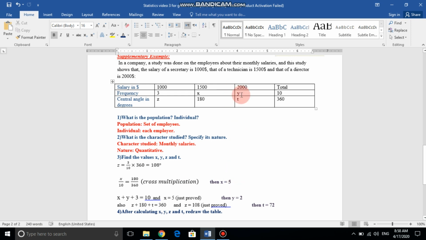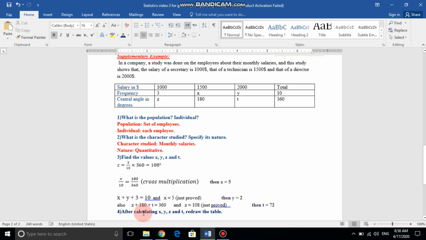And now we can deduce the value of y, since we know that the sum of all the frequencies equals 10. So 3 plus x plus y equals 10, and x is calculated, which is equal 5, then y equals 2. Finally, now we can deduce the value of t, which represents the central angle of the last salary, which is $2,000. You can use the rule that all the angles equal 360. The sum of all the angles is 360. So z, which is equal 108, plus 180 plus t equals 360. So finally you will get that t equals 72 degrees.